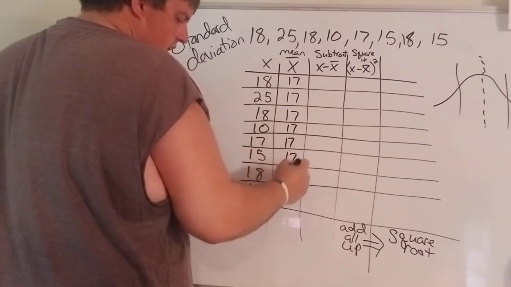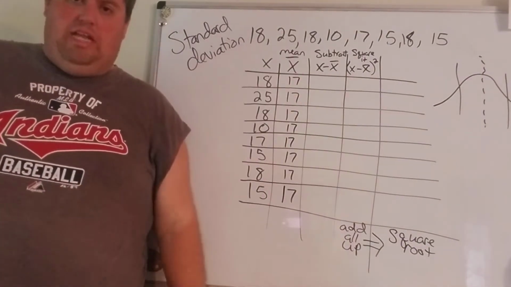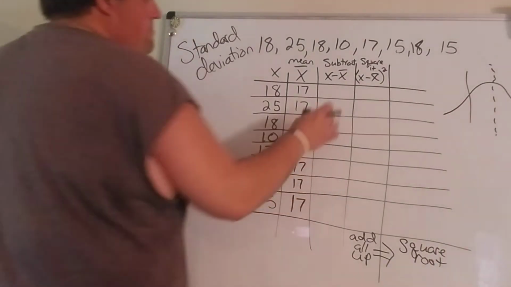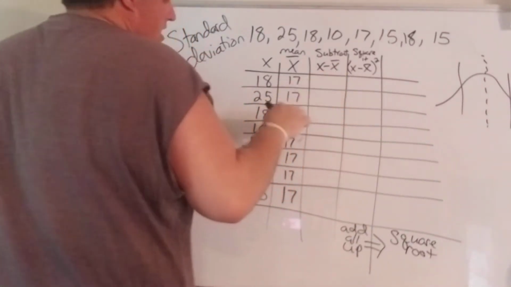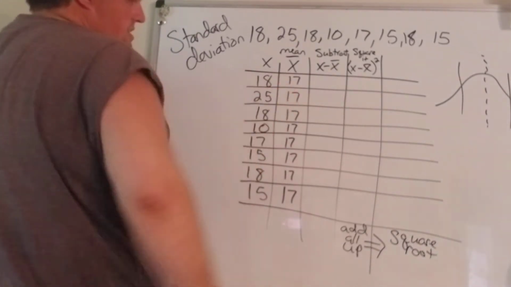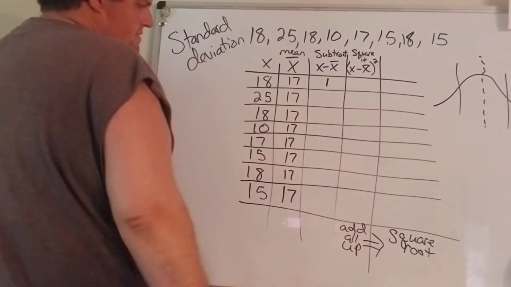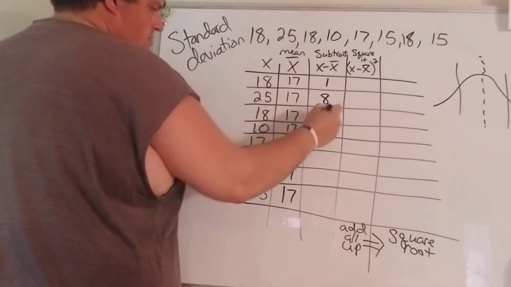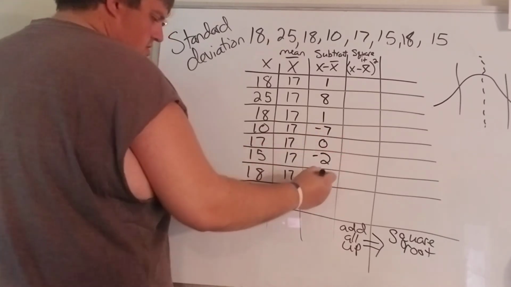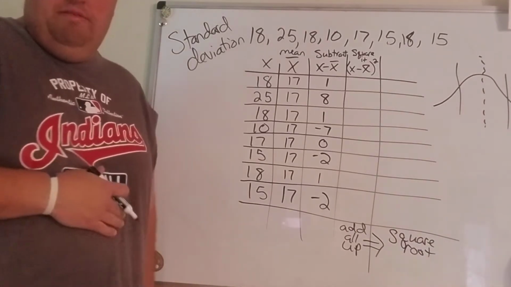This can be a decimal, that's fine, but you're just going to write your mean all the way down. X bar is the way that we kind of symbolize mean, so if you want to use that, you totally can. The next move here is you subtract. That's why I set it up this way. You subtract all your values that you have in your data set minus the mean. So 18 minus 17 is 1. 25 minus 17 is 8. 1, negative 7, 0, negative 2, 1, negative 2. So you subtract your values from your mean.